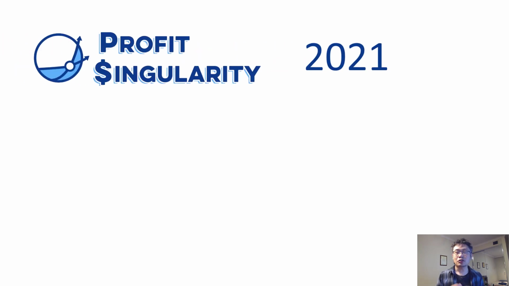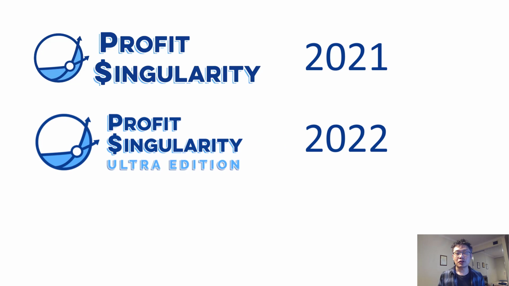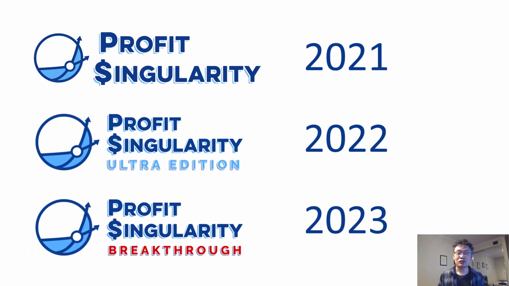But first, let's talk about all the different versions, or I should say the previous versions of Profit Singularity, which began in 2021. So back in 2021 was the first release of Profit Singularity. This was followed by Profit Singularity Ultra Edition a year later, 2022. And finally, now the latest version, Profit Singularity Breakthrough 2023. Okay, so there have been 3, including the most recent one, which is Breakthrough.